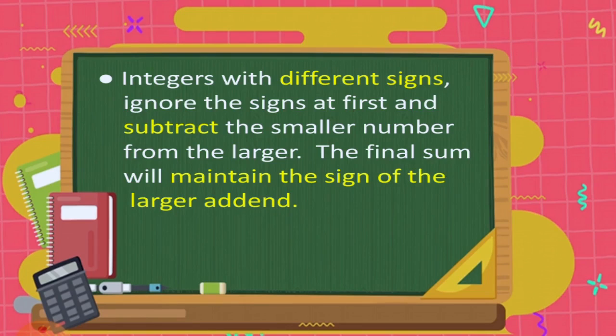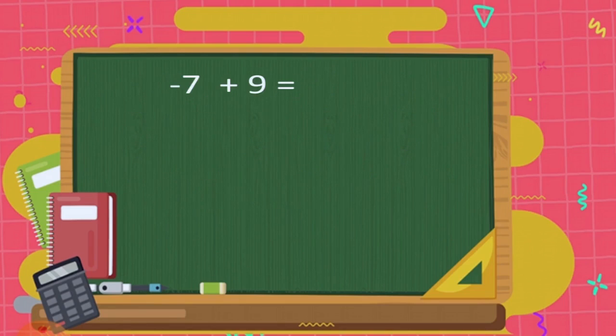For unlike signs, integers with different signs, ignore the signs at first and subtract the smaller number from the larger. The final sum will maintain the sign of the larger addend. Example, negative 7 plus 9 is positive 2. You have to ignore the signs and subtract the smaller number from the greater one. 9 minus 7 is positive 2 because the sign of the greater addend is positive.